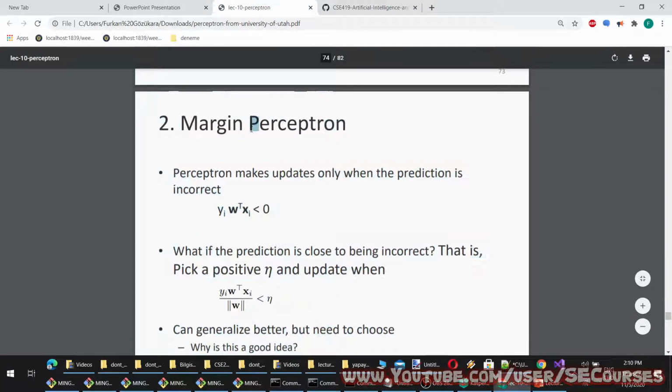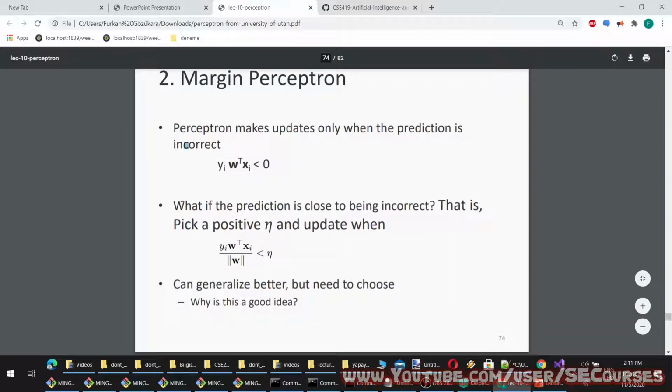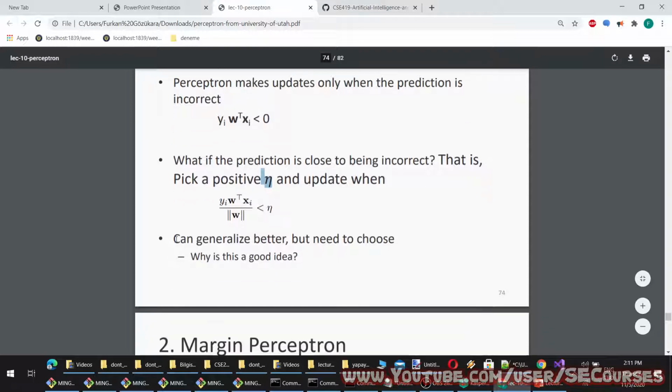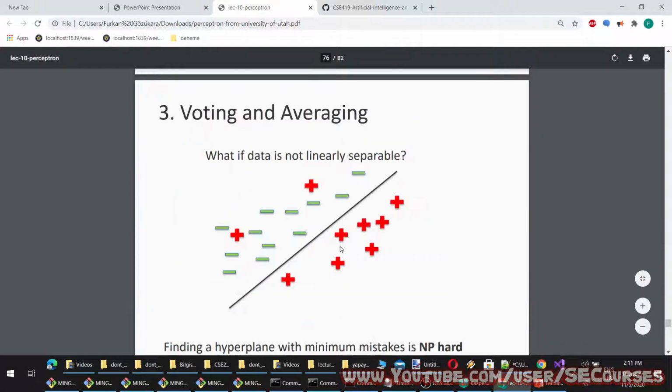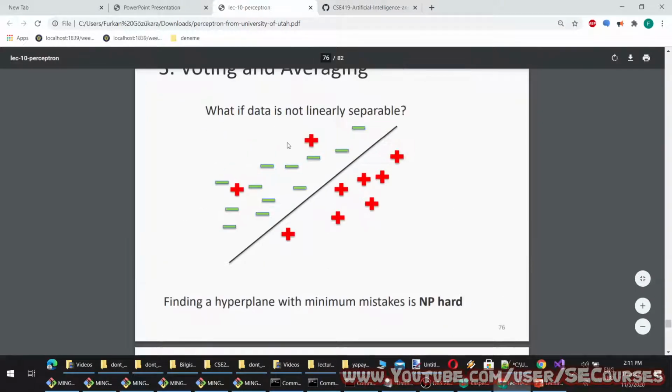Okay, let's read the description here. Margin perceptron. The perceptron makes updates only when the prediction is incorrect. What if the prediction is close to being incorrect? That is, pick a positive margin and update. It can generalize better, but we need to choose it. Why is this a good idea? Intentionally set a large margin. And what if the data is not linearly separable? Which one do we pick? It is an NP-hard problem.